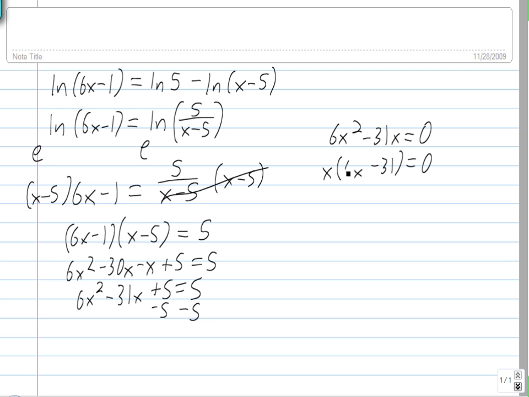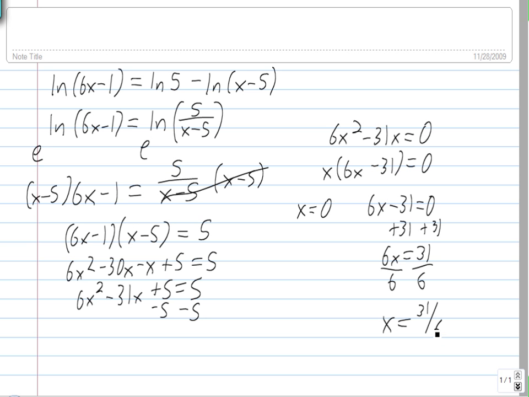Now set both of these to 0 to find your solutions. The first one comes automatically, x equals 0. And then you have 6x minus 31 equals 0. Add 31 to both sides. You're left with 6x equals 31. Now divide both sides by 6, and you're left with x equals 31 over 6. So now x equals 0 and x equals 31 over 6 are our two possible answers.